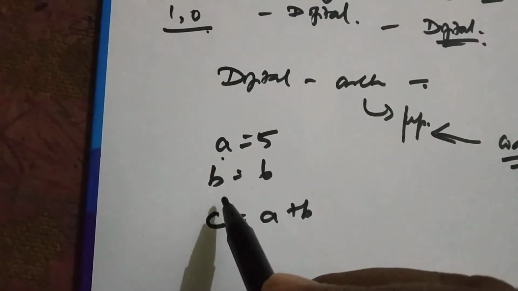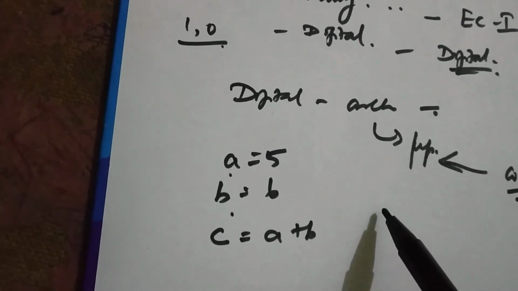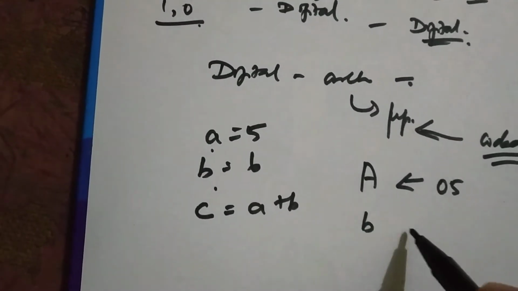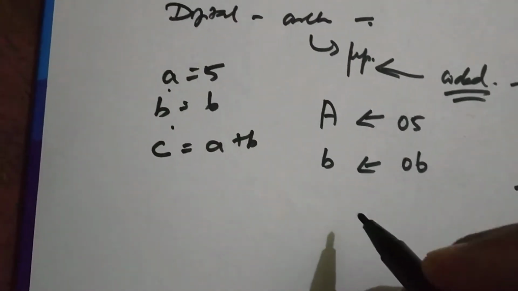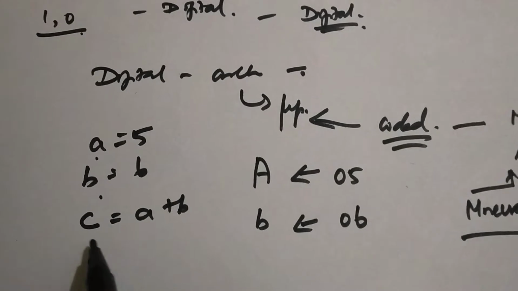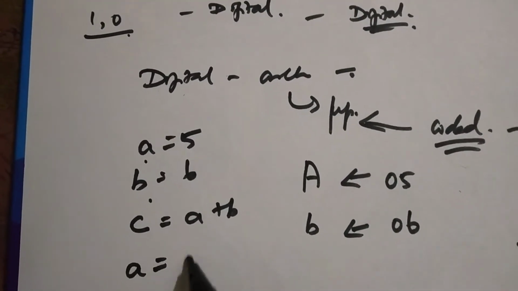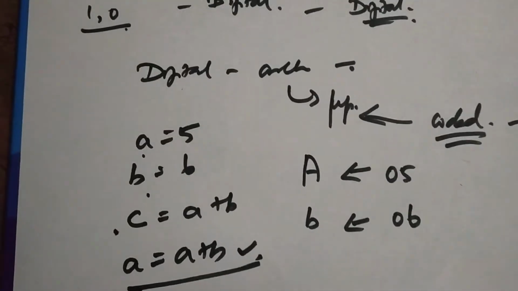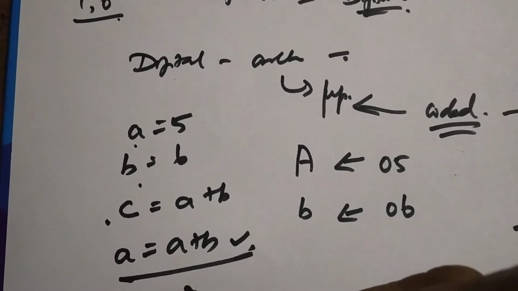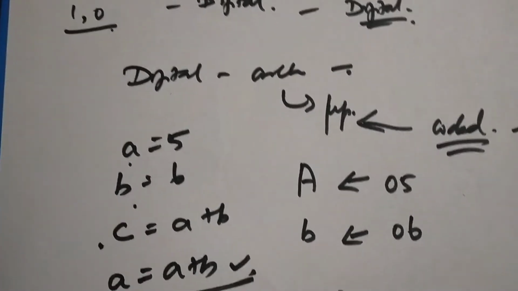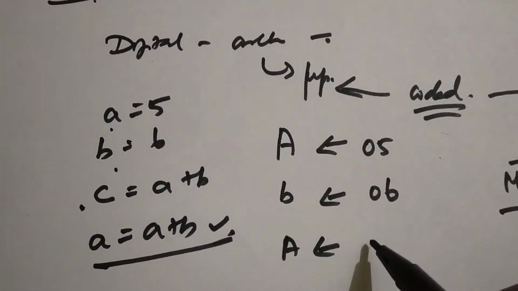A equals 5, B equals 6, and C equals A plus B. So I take one register and move 5 to it, and I take a register B and move 6 to it. Assuming an operation has been done, I can take it as C equals A plus B, or I can take it as A equals A plus B. Both are possible. C is a third variable, and A is an available variable, so I can take A equals A plus B.